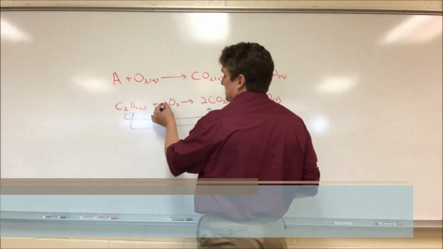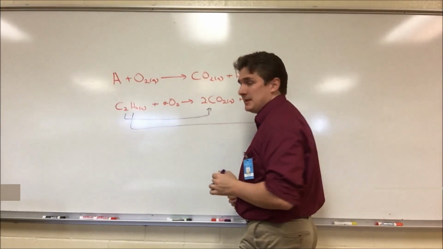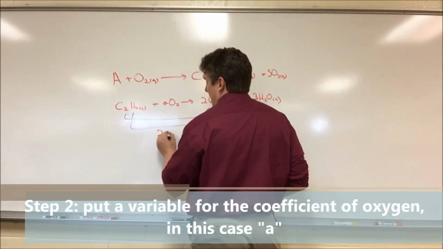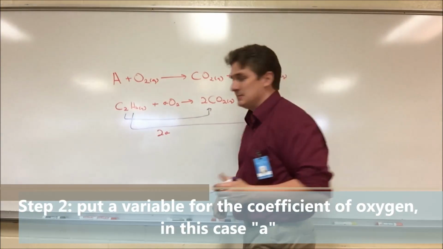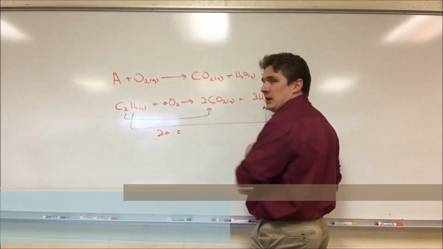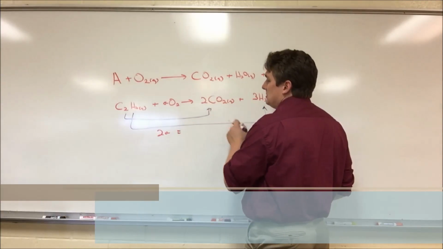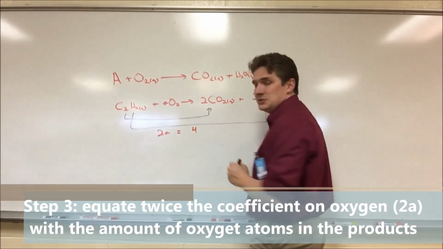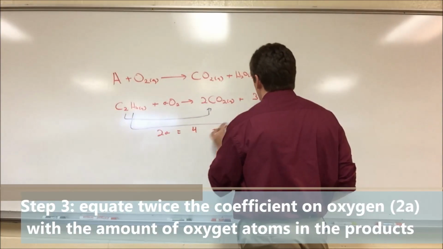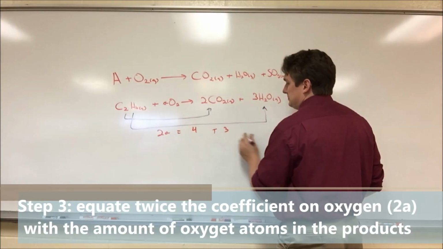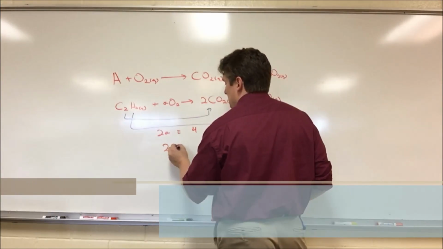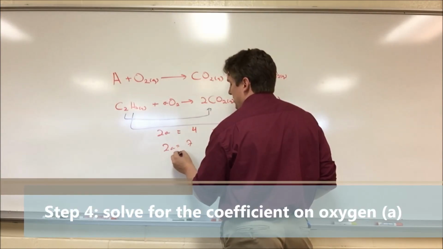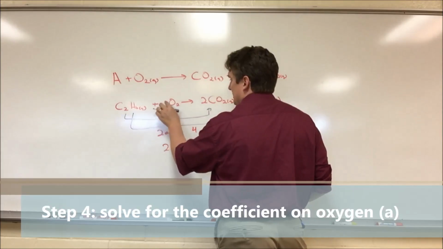We have some coefficient in front of this oxygen here. Let's call it A. For every O2 molecule we start with, we produce 2 oxygen atoms. This has to equal the number of oxygen atoms on the right. So for every CO2 molecule, we've got 2. So this is a total of 4 from CO2. And for water, we've got 3 water molecules, 3 oxygen atoms. So we've got 2 times the coefficient on oxygen equals 7, so the coefficient on oxygen is 7/2.